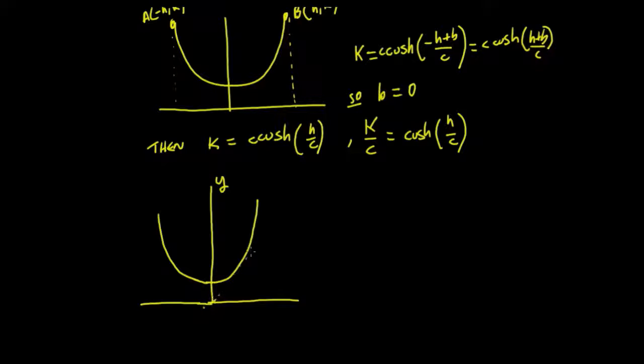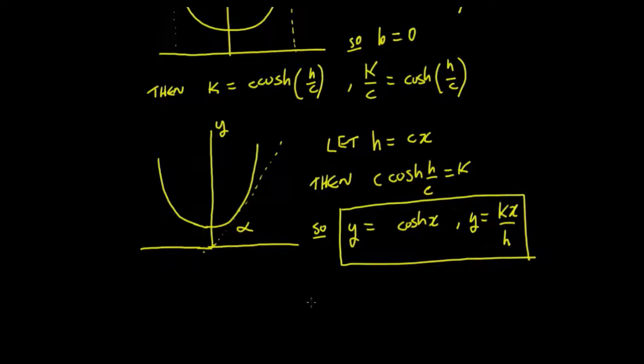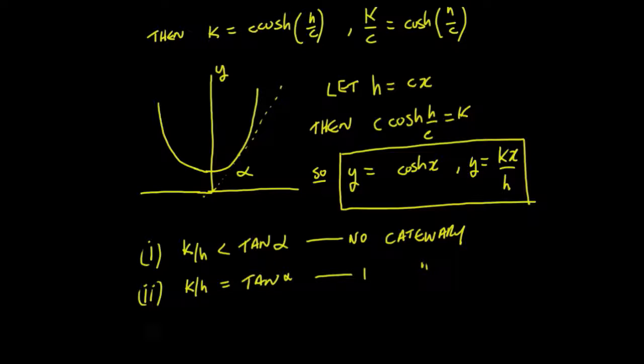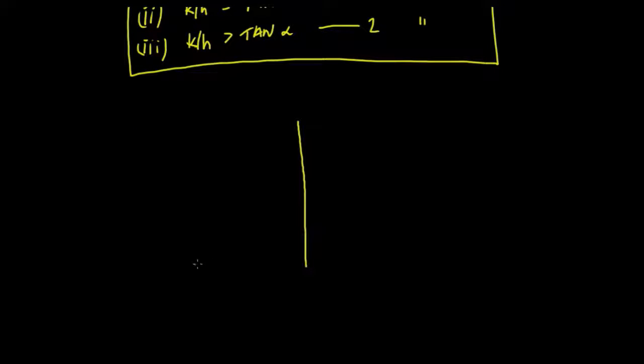So if we were to then redraw that, and if we were to write k upon c equals cosh h upon c, and then replace h with cx, then we'd be left with two equations. The two equations would be y equals cosh x and y equals kx upon h. And if we were to draw both of those out, you'll notice that there's an angle alpha between those. So if k upon h was less than tan alpha, there would be no solution. If it was equal to tan alpha, it would be one solution. If it was greater than tan alpha, there would be two solutions. So there are possibly two solutions to this problem.